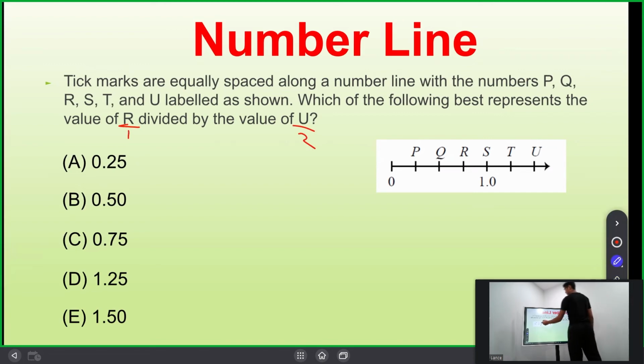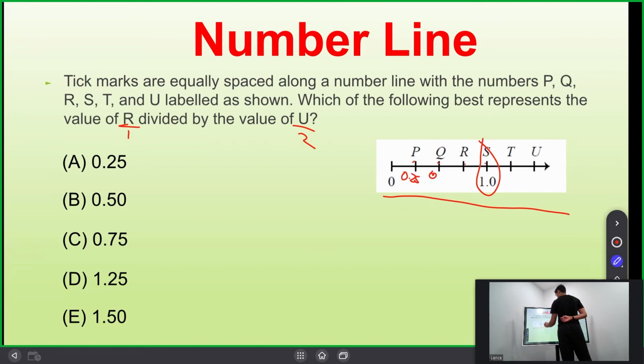So we first need to look at this picture as shown. Here we see that the only information we're given is S is equal to 1. If S is equal to 1, we can see that there are 4 spaces between 1 and 0. So each one of these equals 0.25. So P is equal to 0.25. This will be an increase of 0.25 again, and this will also be an increase of 0.25. If we keep adding them, we get 0.25, then 0.50.